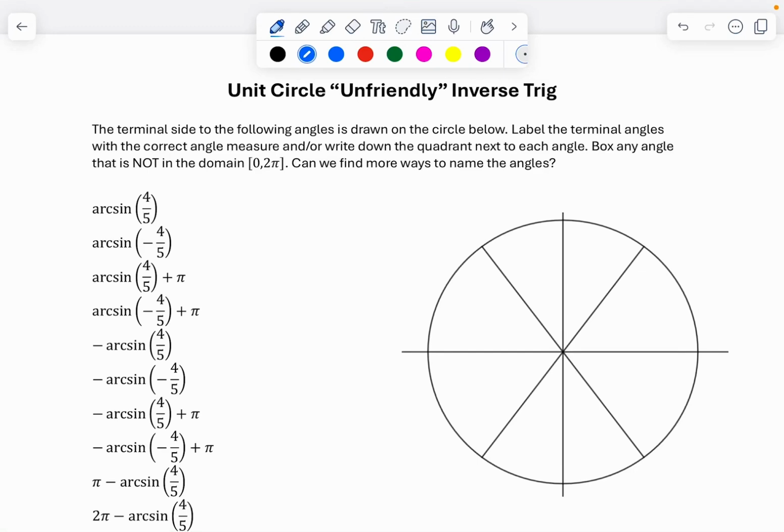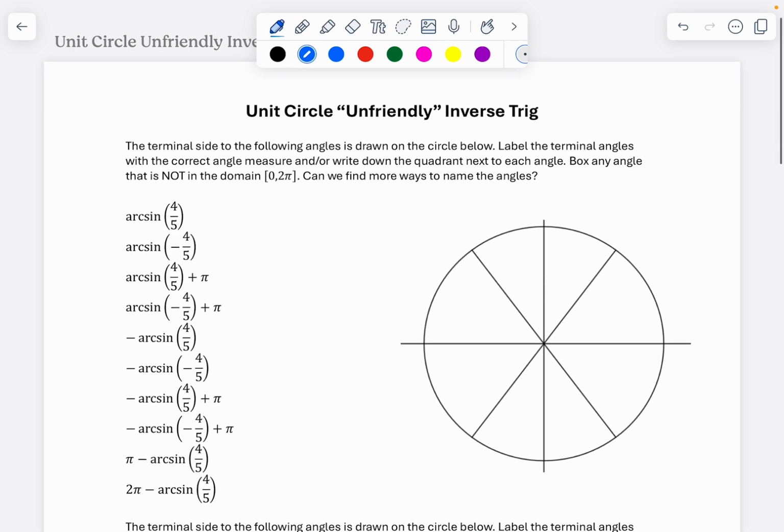We are looking at some unit circle unfriendly inverse trig stuff. I wrote out a whole bunch of these different angles, and I want to find where they fall on the unit circle. One way to think about that is off to the side, you could write which quadrant they're in, or you can label the angle over here. So for example, this first one, arc sine of 4/5 would be there in quadrant 1.